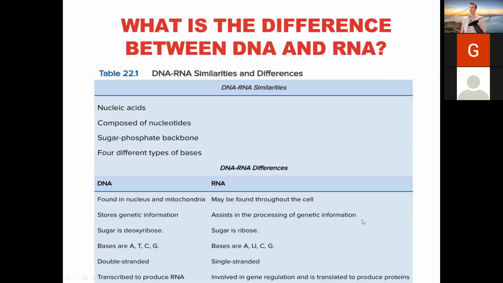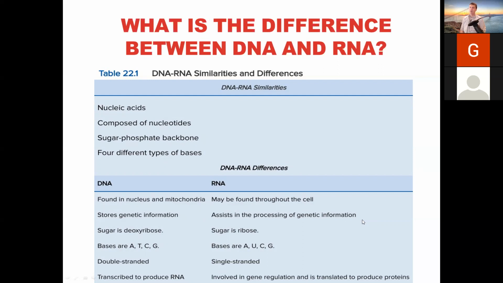So just some more differences and similarities of RNA and DNA. The similarities are they both are nucleic acids. They're both composed of nucleotides. They both have a sugar phosphate backbone, and they both use 4 different types of bases. So the differences here is that DNA is found in the nucleus, while RNA may be found throughout the whole cell. DNA stores genetic information, where RNA assists in the processing of genetic information.